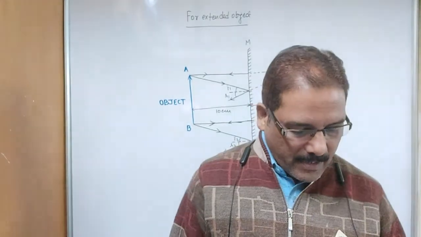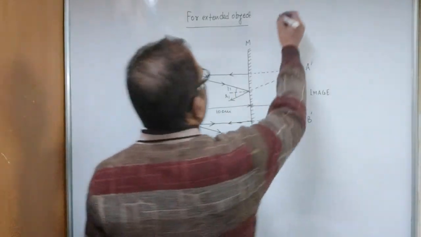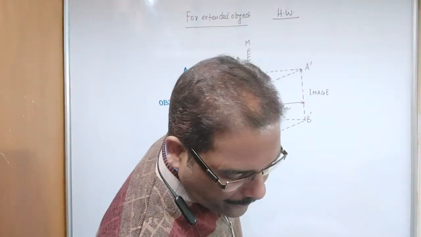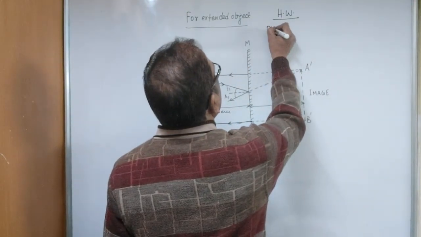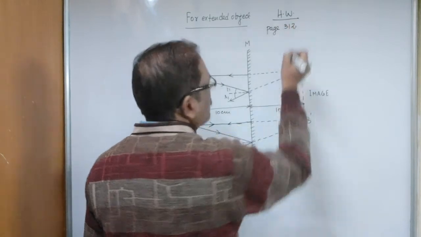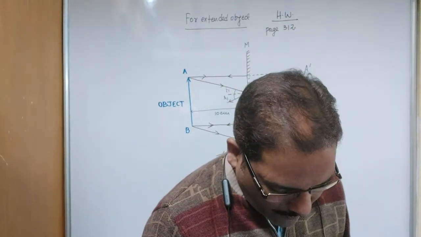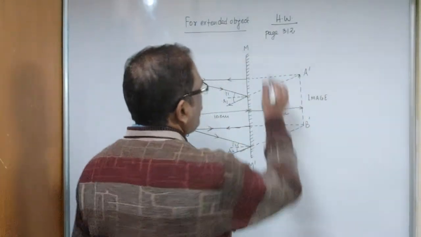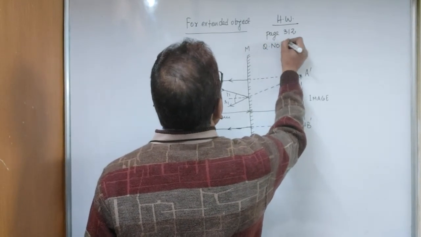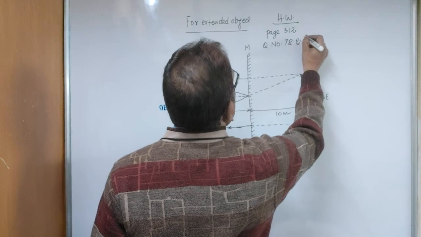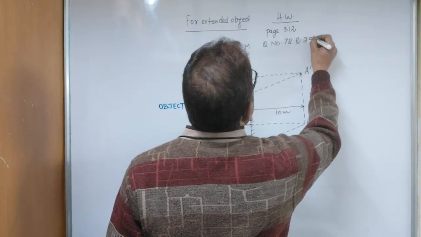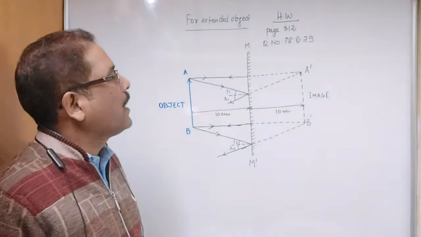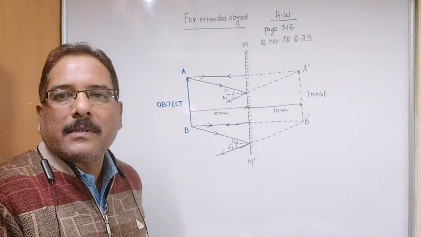And from the Lakshmi Singh book I am giving homework on page 312. Page 312, you will solve question number 78 and 79. You must go through these questions and solve them, draw the diagrams, and send it to my personal WhatsApp number.